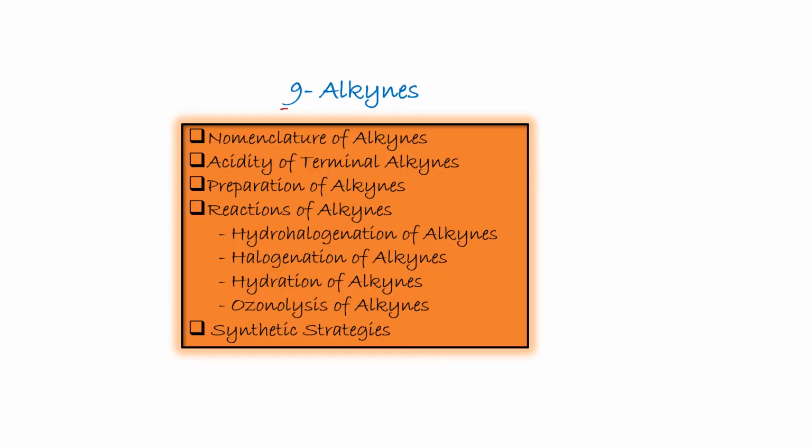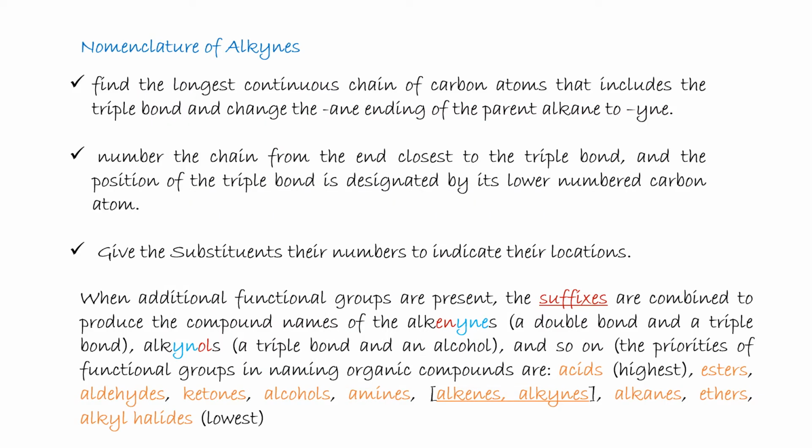Today we'll start on chapter 9, Chemistry of Alkynes. We will talk about nomenclature, acidity of terminal alkynes, preparation of alkynes, reactions of alkynes, dehydrohalogenation reaction, halogenation reaction, hydration reactions, ozonolysis of alkynes. And later on we'll talk about synthetic strategies. Let us start with nomenclature.